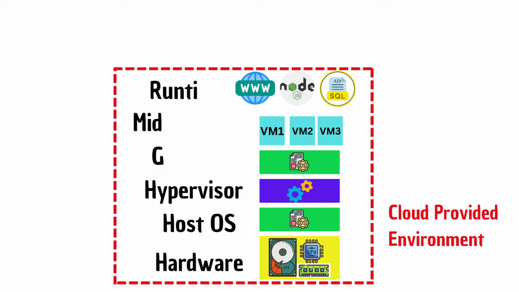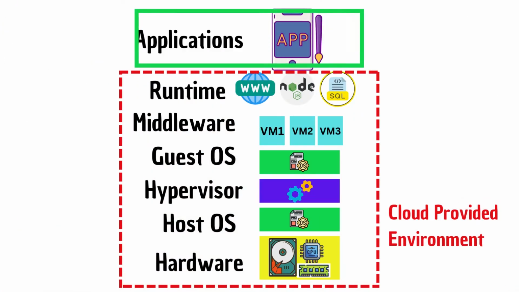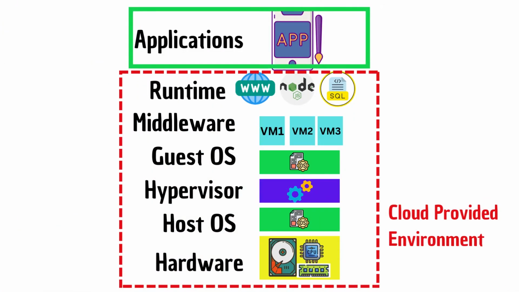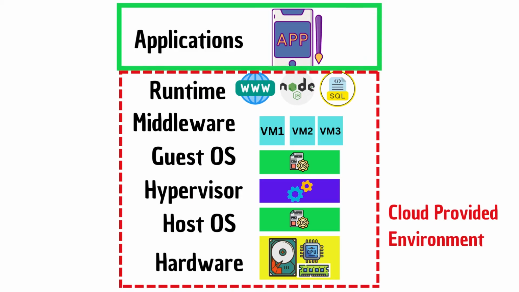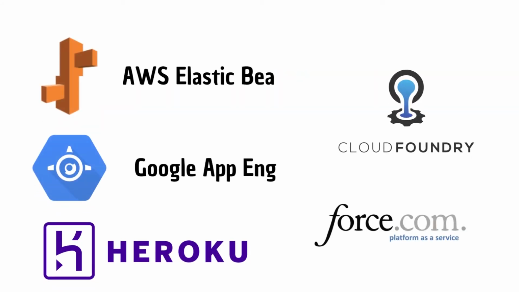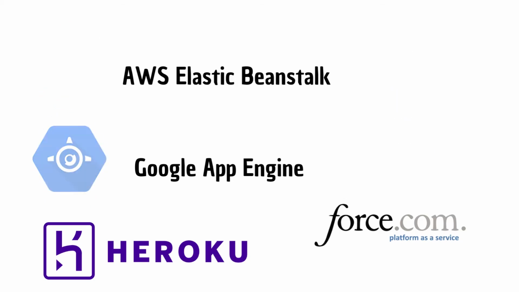With PaaS Cloud Service, you are given a platform that includes an operating system, middleware, databases, and runtime environment. So you can focus on building and managing your applications without worrying about the complexity of maintaining the underlying infrastructure. Some examples of PaaS services are AWS Elastic Beanstalk, Google App Engine, Heroku, Force.com, and Cloud Foundry.